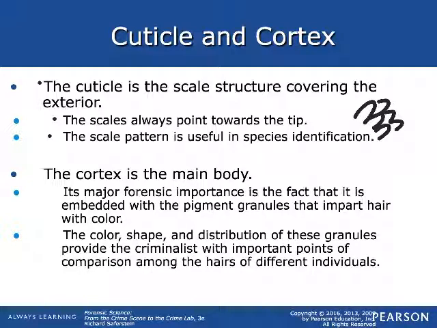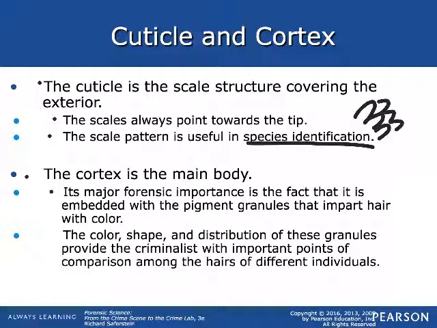Okay, and then the scales can be different shapes. If the scales are different shapes, you can use that to identify what species of animal the hair comes from. So is it from a dog? Is it from a deer? So that's useful.